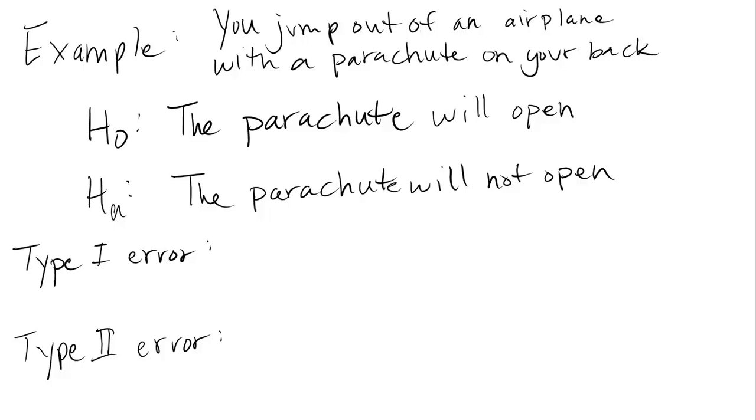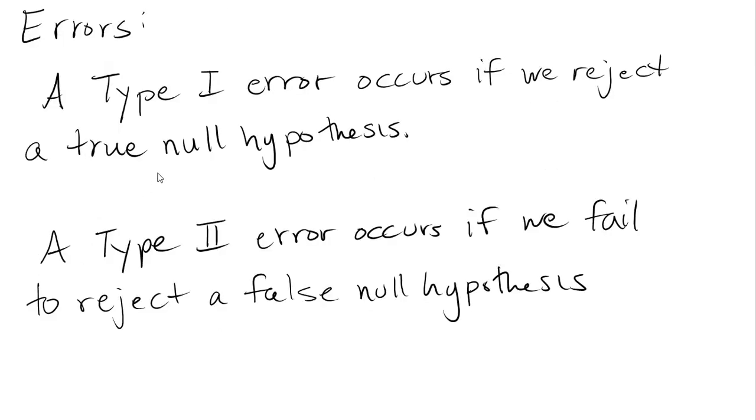So you jump out of an airplane with a parachute on your back. You're going skydiving and you've got a parachute on your back, but before you jump, you consider the two possibilities. So I've turned these into hypotheses. The null hypothesis is the claim that the parachute will open, and the alternative hypothesis is the claim that the parachute will not open. So a type 1 error occurs if you reject a true null hypothesis.